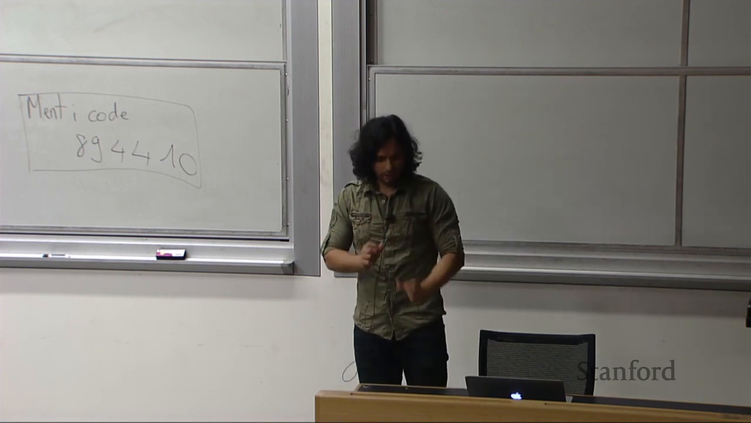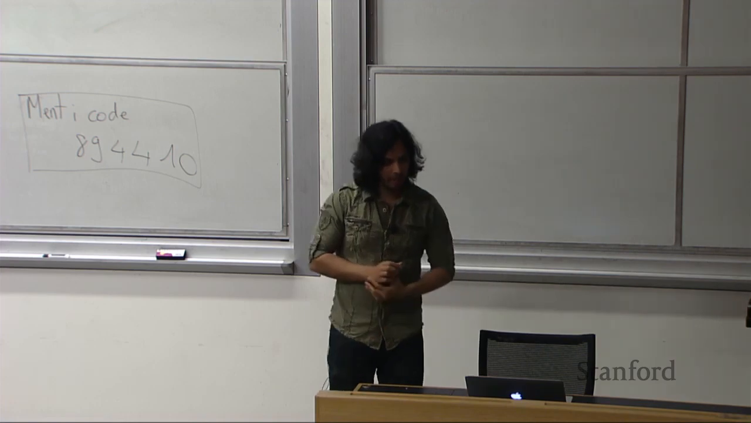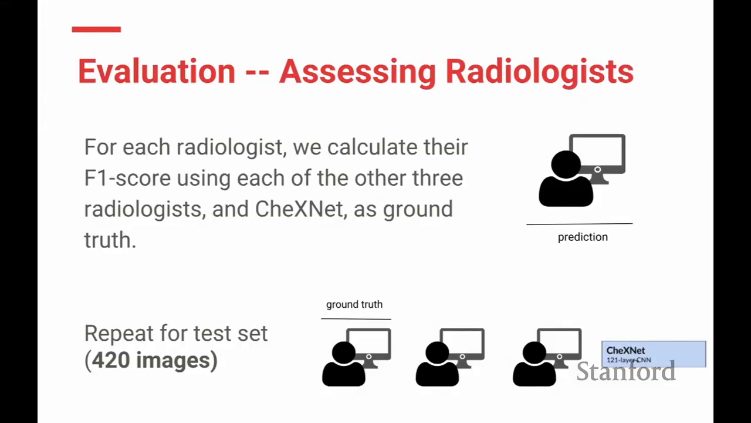So really, one way to evaluate whether a model is better than a radiologist or doing as well as a radiologist is by saying, do they agree with other experts similarly? So that's what we use here. That's the idea. We say, okay, let's have one of the radiologists be the prediction model we're evaluating, and let's set another radiologist to be ground truth.